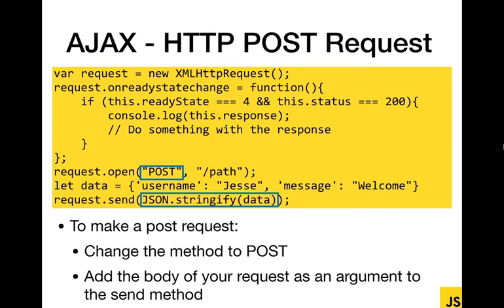If we want to make a post request, change the request type to post. And now when we call send, we're going to give it an argument that's going to be the information to be sent. Everything else is the same as the GET request. We just change GET to post and give the body of this request in the send method.